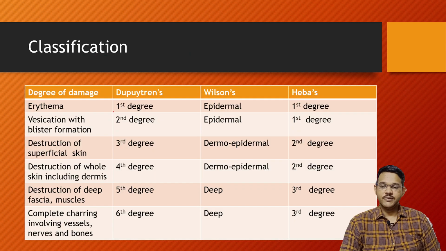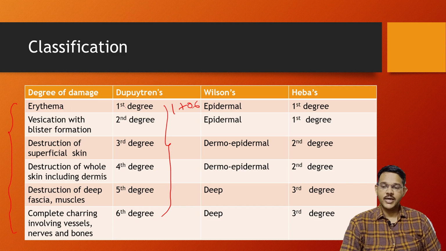Coming to classification based on degree of damage: if you consider the skin and body damage caused by the burns, Dupuytren divides the burns into 6 degrees, 1 to 6.